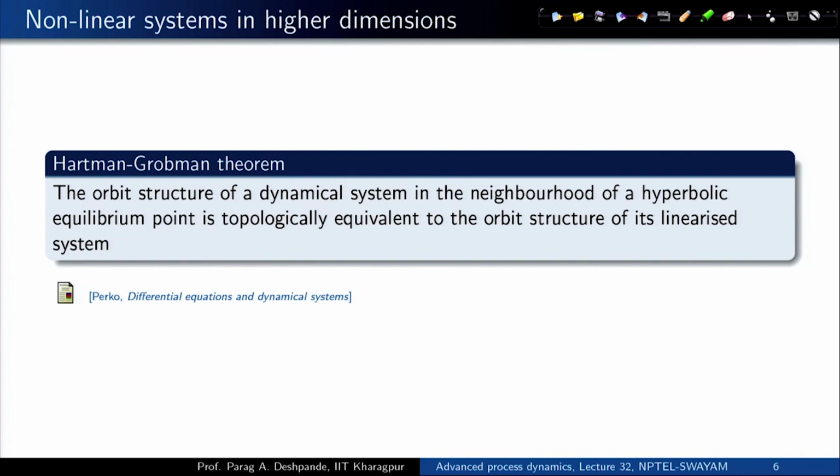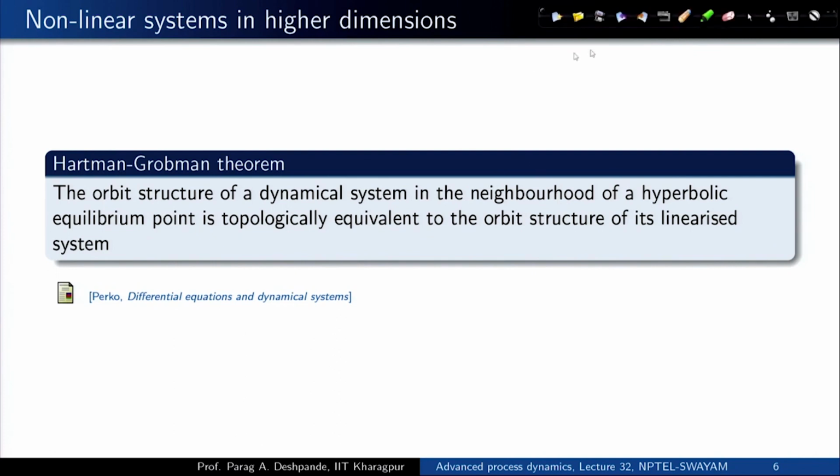So, in a discrete system, for example, if you start with a point and the dynamical system is a system in which the variable changes with time, that particular point would keep on evolving in time. So, that would result in an orbit. An orbit structure means the arrangement of different phase lines in a particular region, right. So, the orbit structure of a dynamical system in the neighborhood of a hyperbolic equilibrium point.